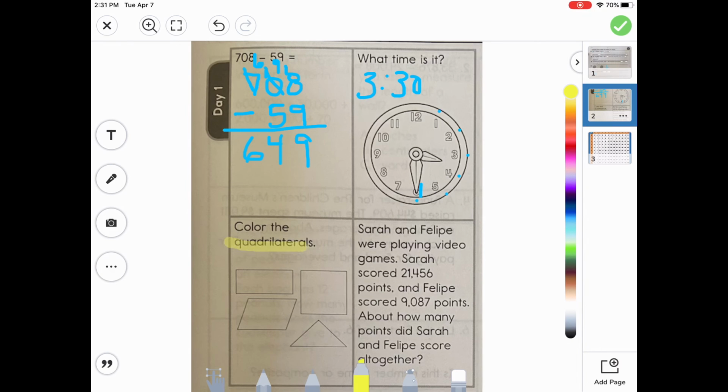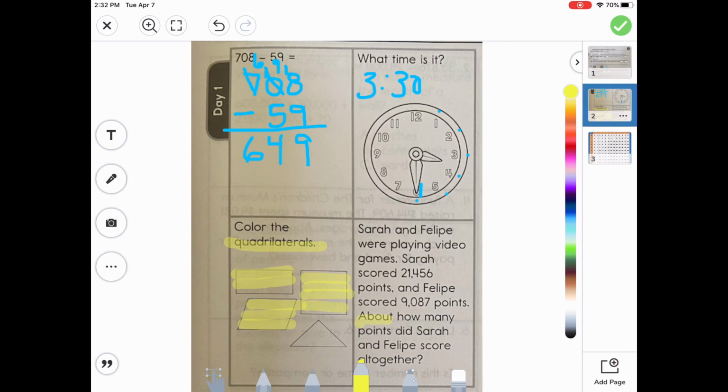The next problem has you coloring all of the quadrilaterals. Remember, from our vocabulary earlier this year, a quadrilateral is any shape that has 4 sides. So our quadrilaterals are all highlighted. And the last problem says Sarah and Felipe were playing video games. Sarah scored 21,456 points and Felipe scored 9,087 points. About how many points did Sarah and Felipe score together?